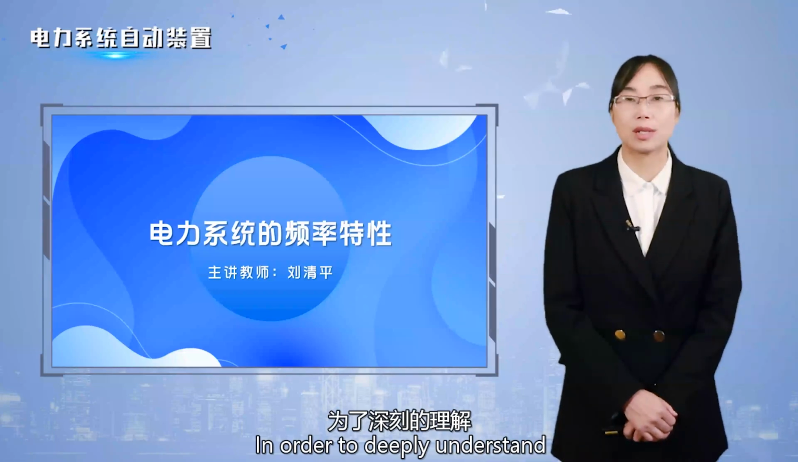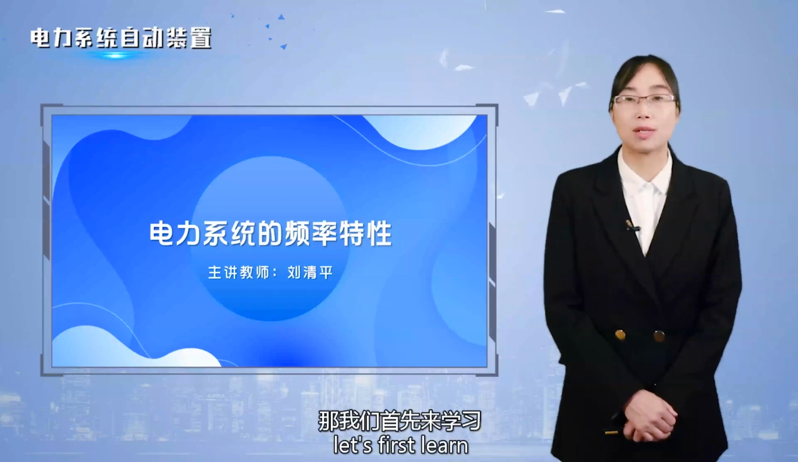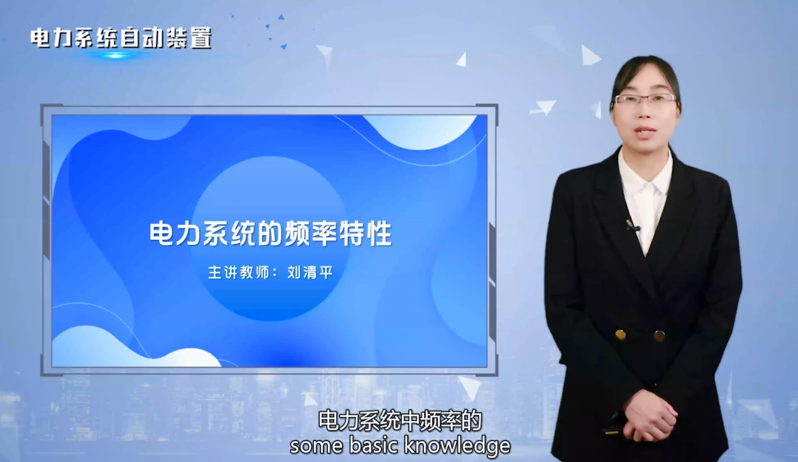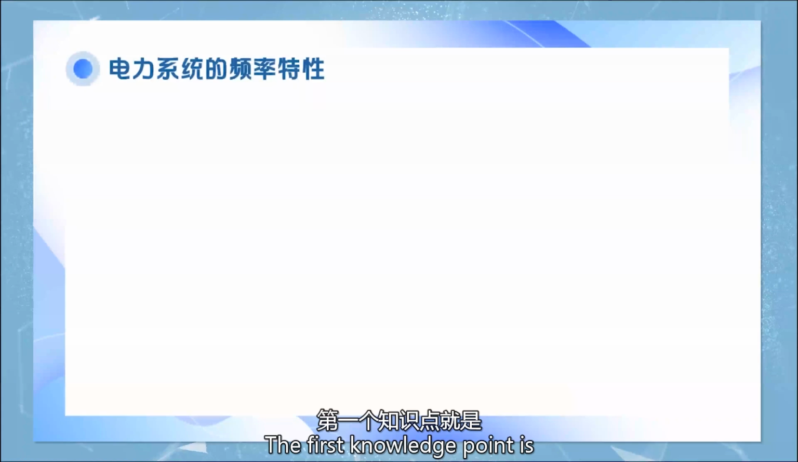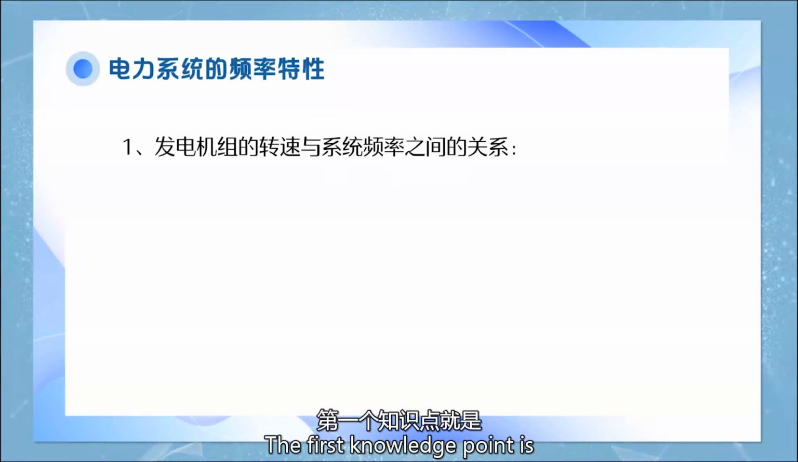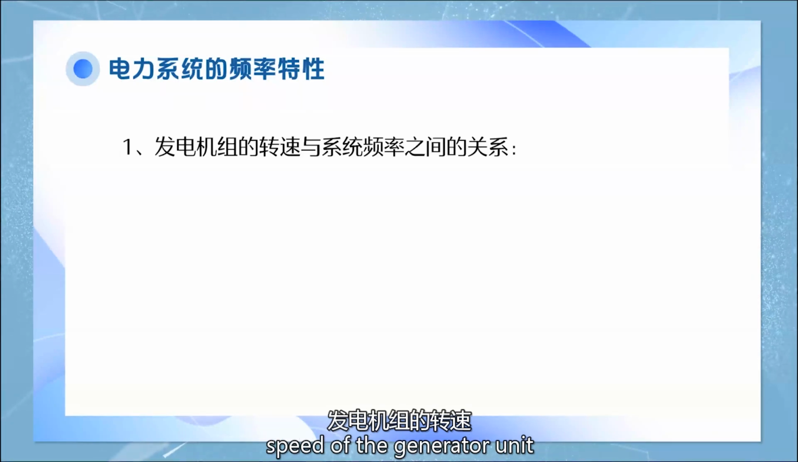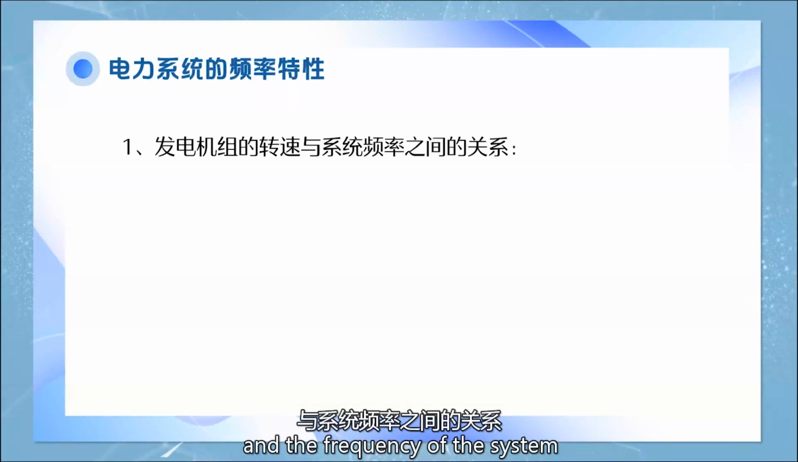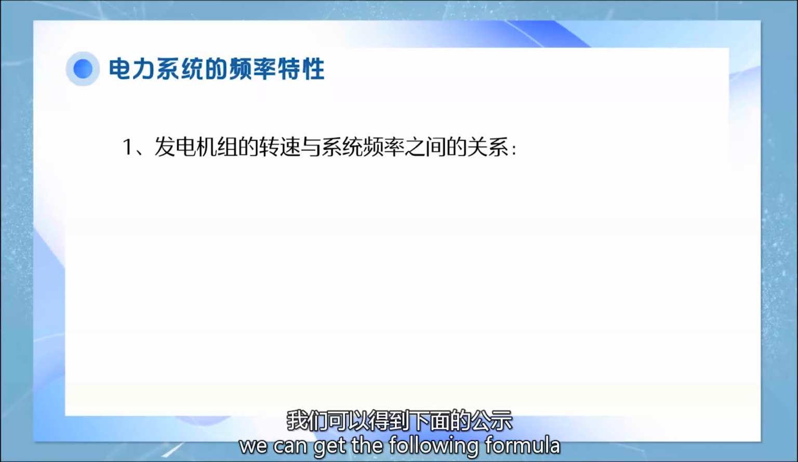In order to deeply understand the principle of low-frequency load-shedding devices, let's first learn some basic knowledge of frequency in power system. The first knowledge point is the relationship between the rotational speed of the generator unit and the frequency of the system. According to other professional knowledge, we can get the following formula.